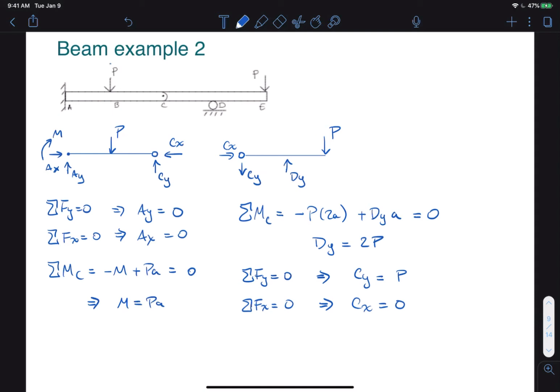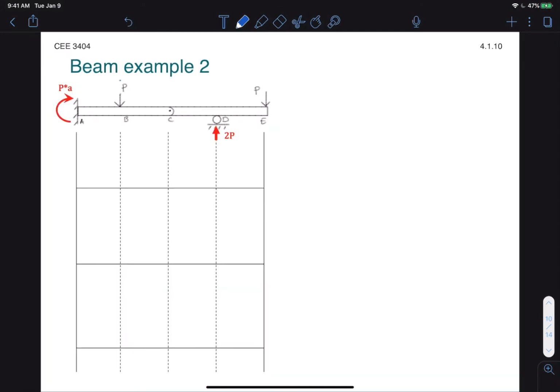Let's go ahead and calculate shear and moments and then estimate the deflection. So we'll start with the shear diagram. There is 0 reaction in the y direction at A, so we start there. And there is no distributed load, so we know that's going to be 0 until we reach point B. Then we're going to have a jump down of P.